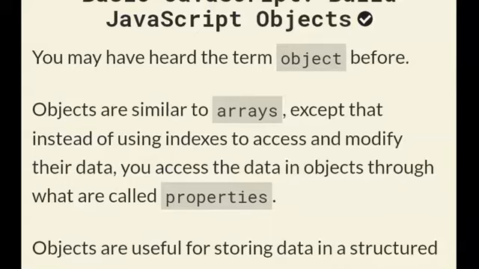I've already explained what arrays are in my previous tutorials, and that playlist for arrays will be included in the description below, because objects are similar to arrays, except that in arrays you use indexes to access and change the data, whereas for objects you use properties to change and access the data as well. So for arrays it is index, and for objects it is properties. Remember that. And what is an object?